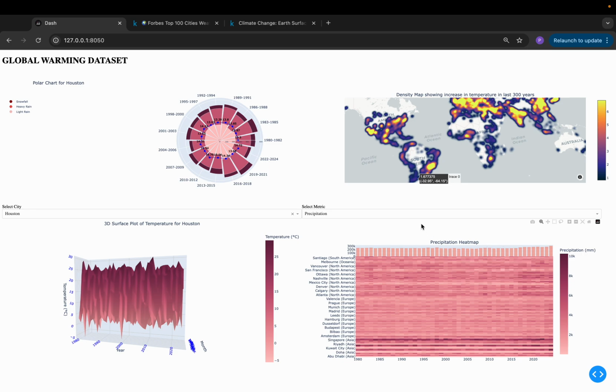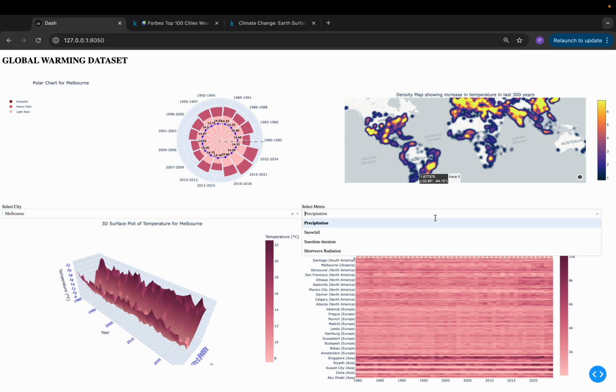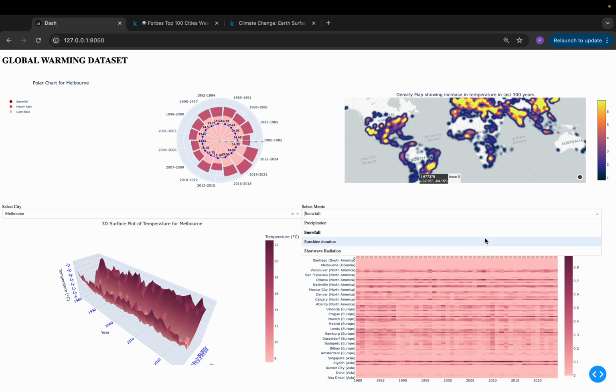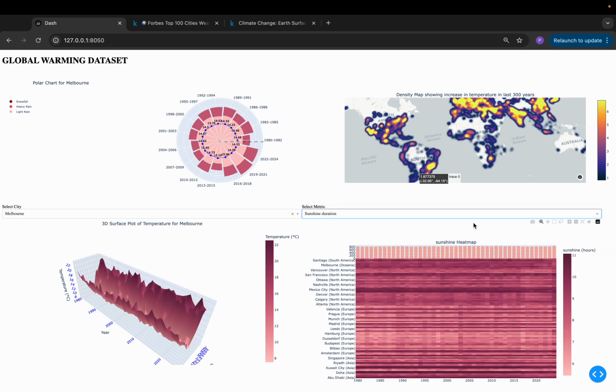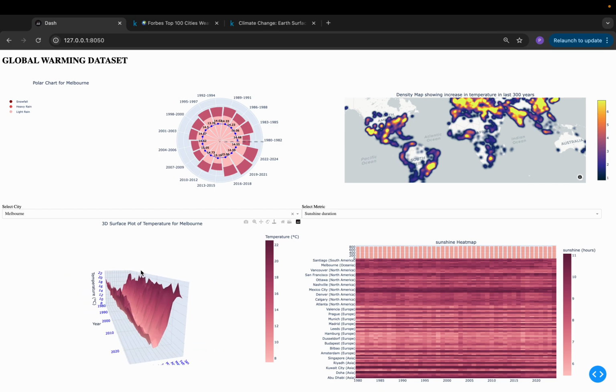The user can interact with this dashboard in three particular ways. First is changing the city. For example, for Houston, we can change it to say Melbourne. Similarly, the next is selecting the metric from precipitation to snowfall. It shows the number of hours of snowfall. It also shows the sunshine duration. And the last is changing the view for the particular surface area plot.